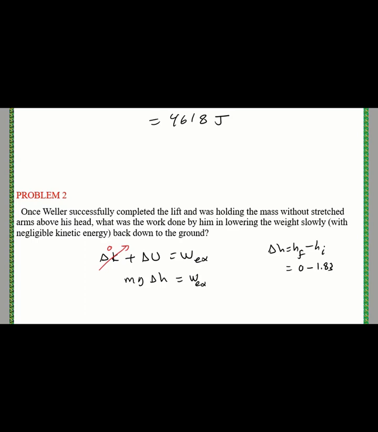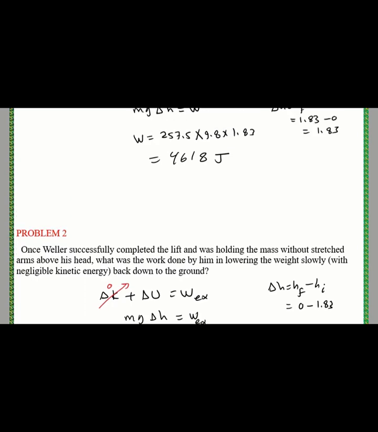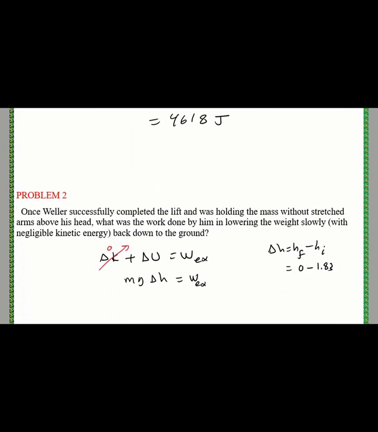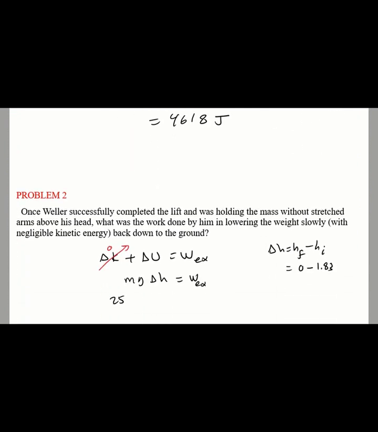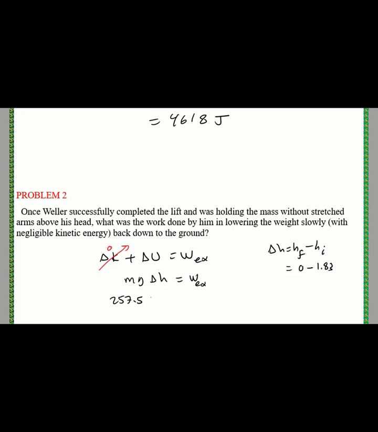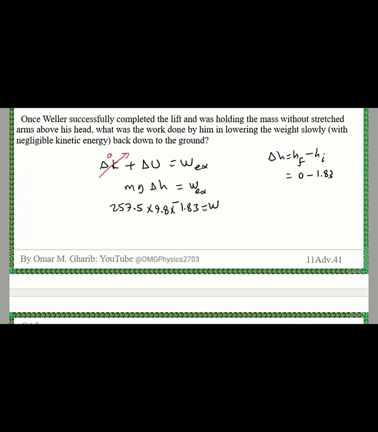So m is 257.5, g 9.8, delta H now is minus 1.83, equal the work. So the work is the same as before but with a minus sign. Work equals minus 4618 joules.